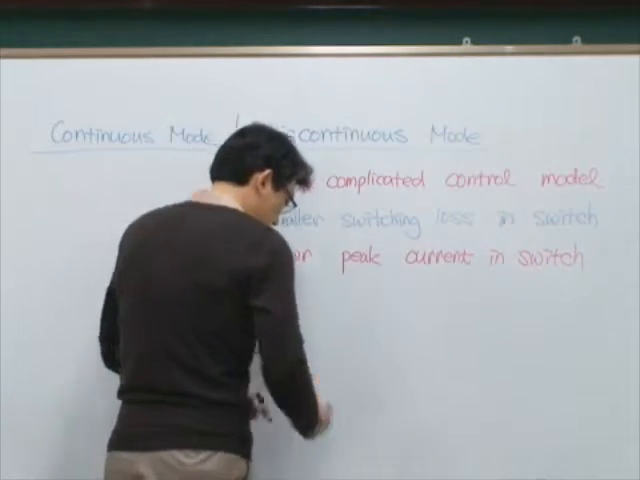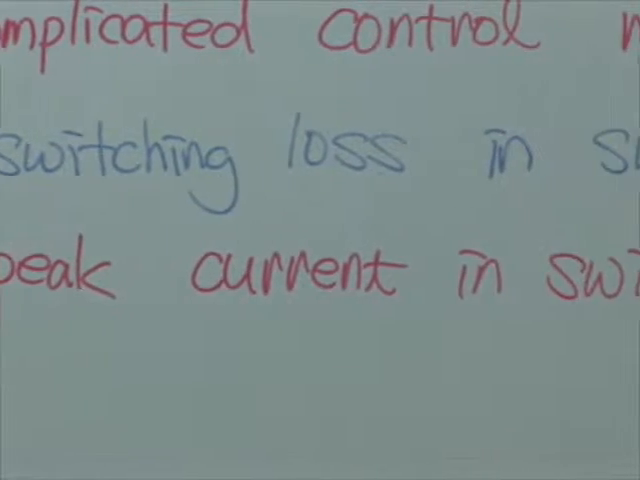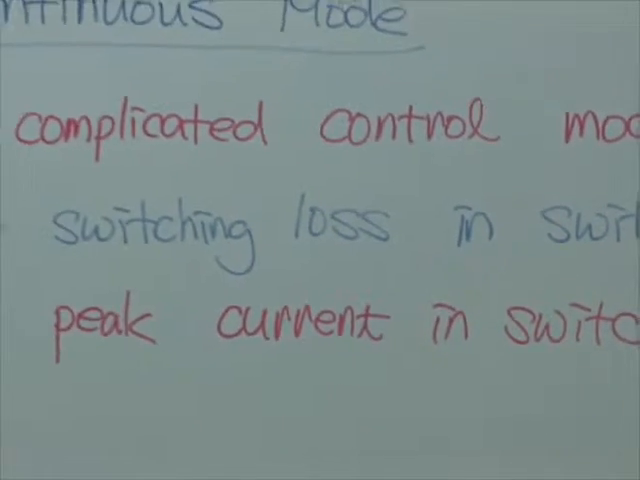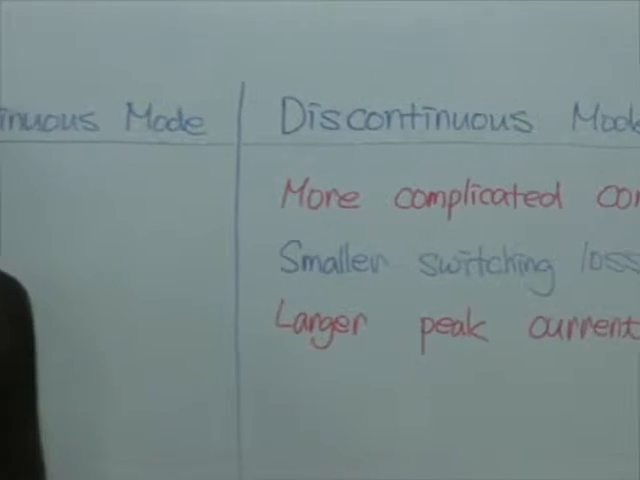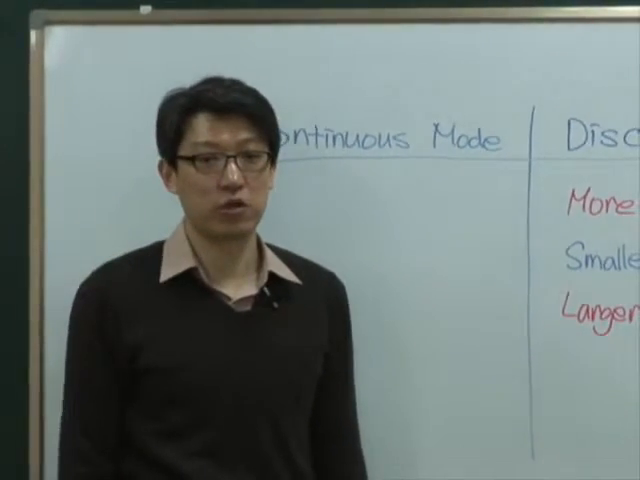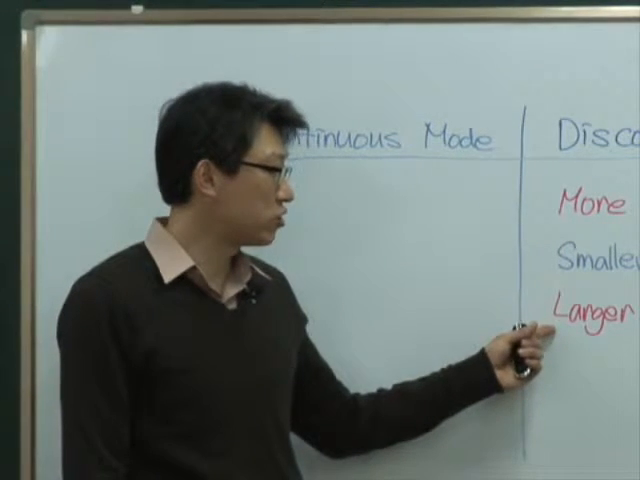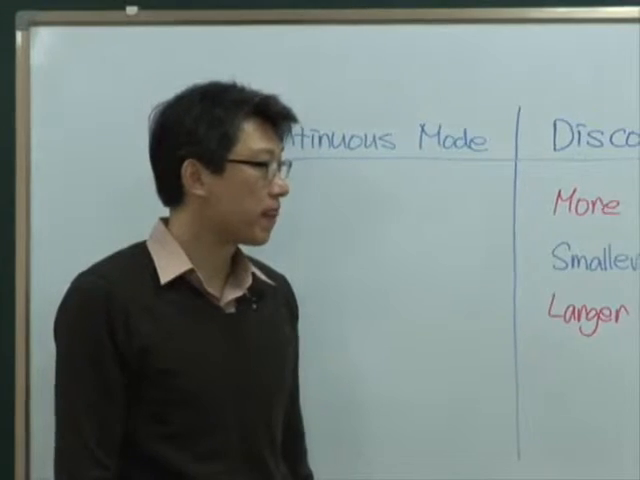So when we maintain the same load current, since discontinuous mode has a zero state, it should have a higher peak to have the same average load. So that's why it requires a larger peak current in the switch.